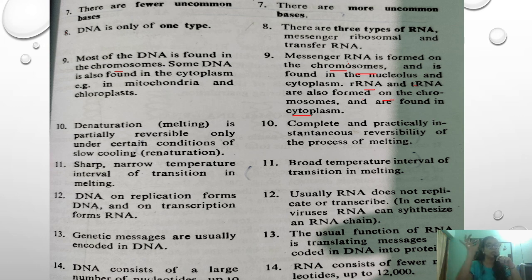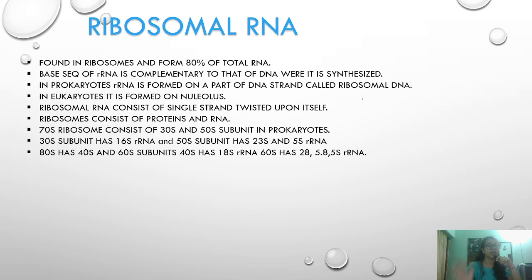Now moving to the first part of the RNA, that is ribosomal RNA. Why is ribosomal RNA called so? Because it is found in the ribosome. Ribosome is a part of a cell. When we will be discussing cell biology, we will be discussing ribosome, but ribosome is a part of a cell which is the center of protein synthesis.